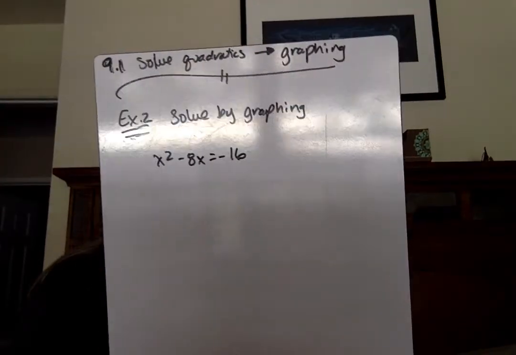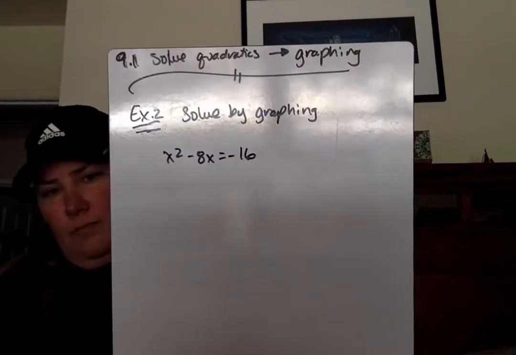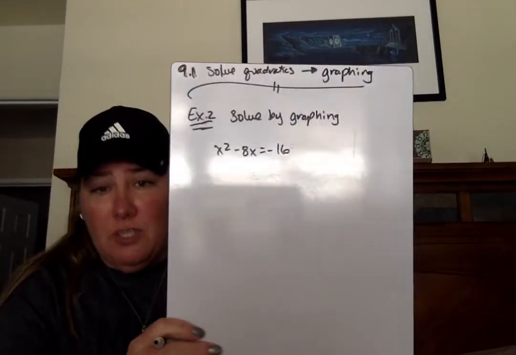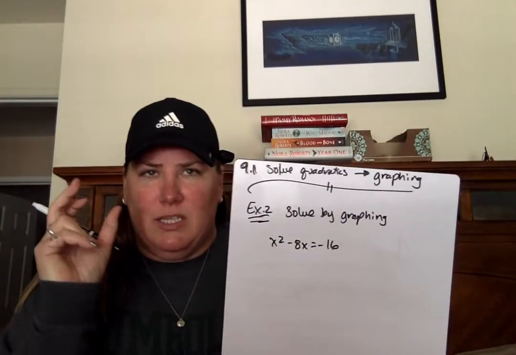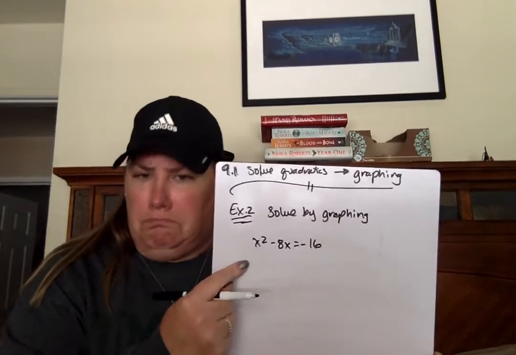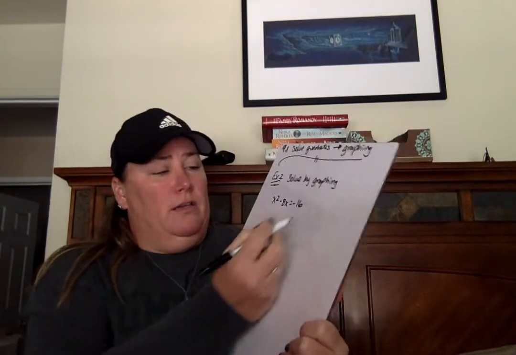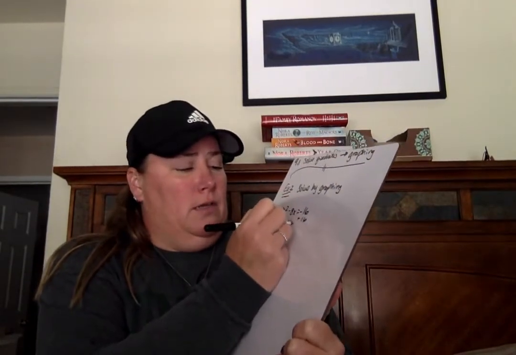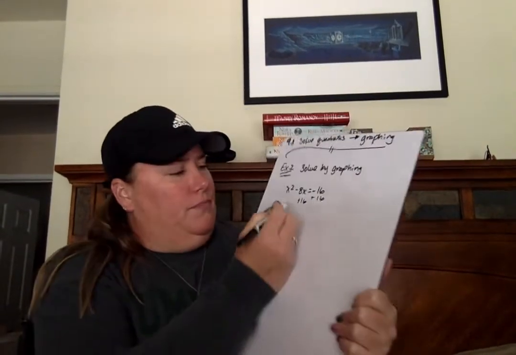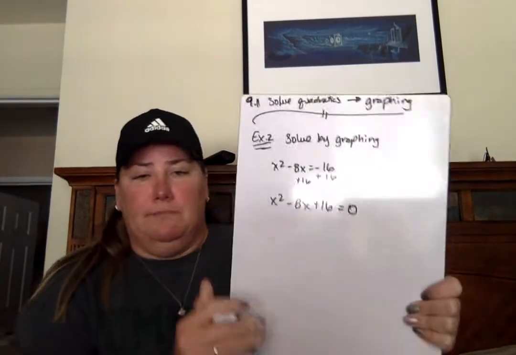x squared minus 8x equals -16. Okay, first thing we want to do, we want to make sure that our equation says ax squared plus bx plus c equals 0. This does not. That does. So we need to get this -16 on the other side, and we're just going to add it, because you want to get it to 0 out here. So x squared minus 8x plus 16 equals 0.